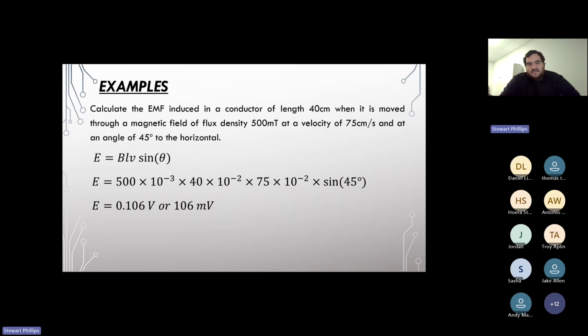So you should have a calculation that looks in your calculator like this. So 500 in brackets times 10 to the minus 3 times in brackets 40 times 10 to the negative 2 in brackets times in brackets 75 times 10 to the negative 2 times sine of 45. Yeah, I know it's the long way to write it out, but it means that you don't get the syntax error. But this is good, guys. Good solving problems, so that way it makes sense for you and you learn to use your calculator now.